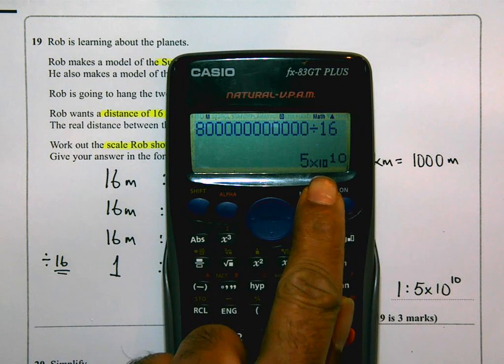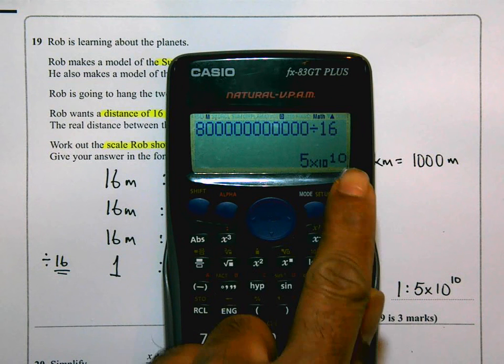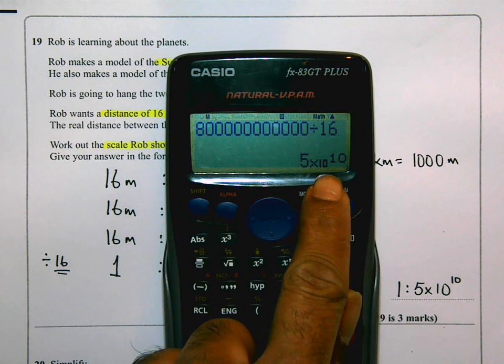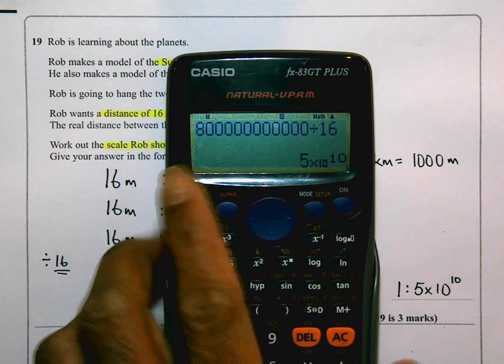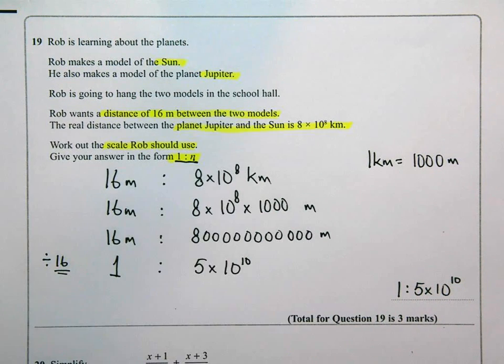So that stands for 5 times 10 to the power of 10. Even though that 10 there is small, when I've written it in the answer, I've written it like so. 5 times 10 to the power of 10 there. Okay, this question is a good question to understand and make sure you're familiar with. Make sure you can do it, and make sure you can get full marks in it.